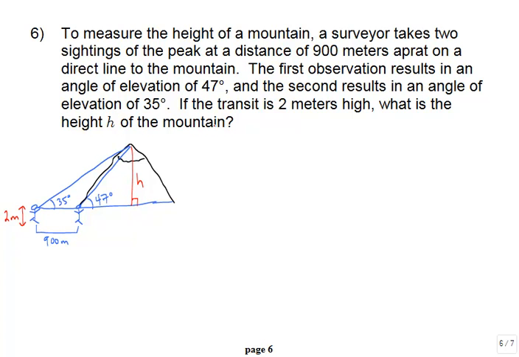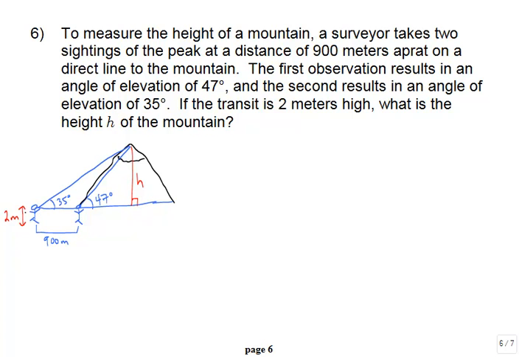Now it does say here that the transit is 2 meters high. What is the height h of the mountain? So the transit is sort of just how far off the measuring device is from the ground.